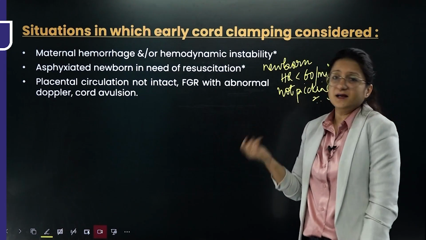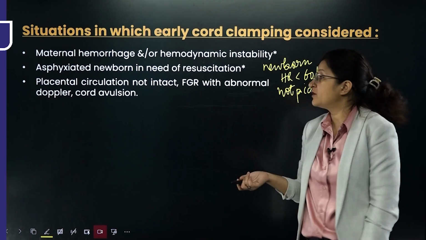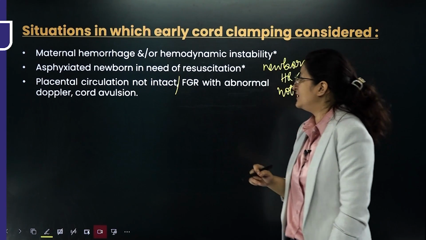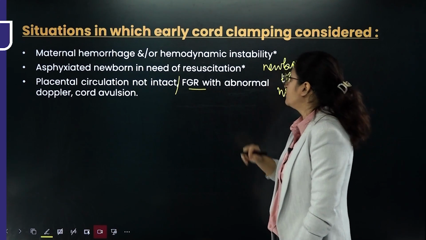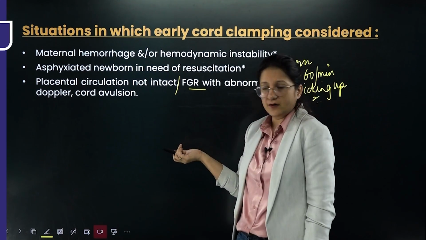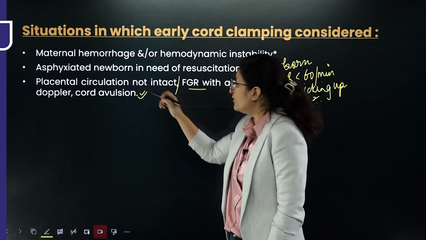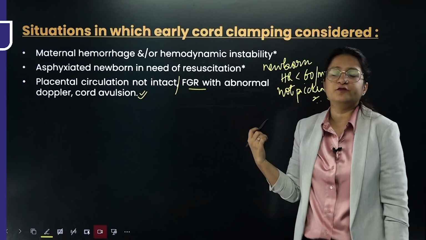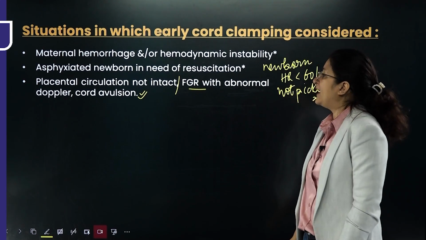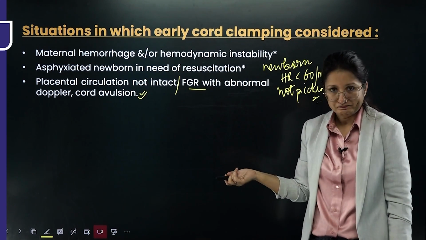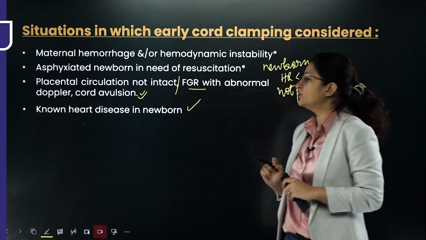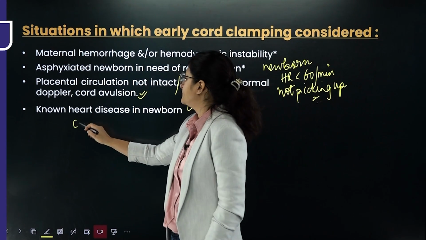And let's say if there is any concern that the placental circulation may not be intact, for example, situations with placental abruption, or there is fetal growth restriction with abnormal Doppler in which there is already placental dysfunction, or if the integrity of the cord is in question, let's say avulsion of cord occurred, then one would also need to go for early cord clamping. So this is very situational. And lastly, if there is known congenital heart disease in the newborn.